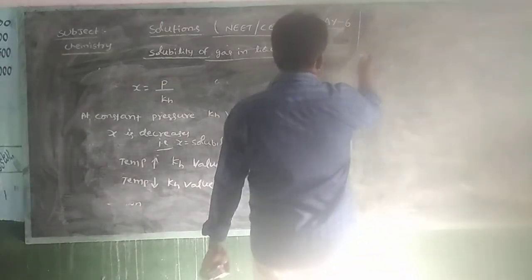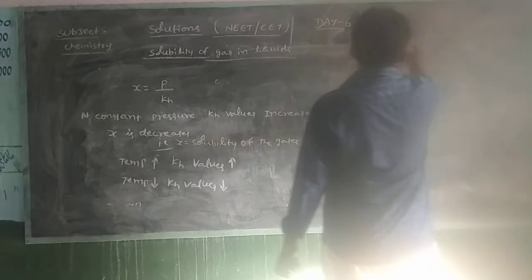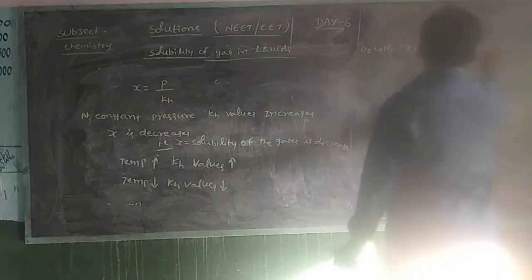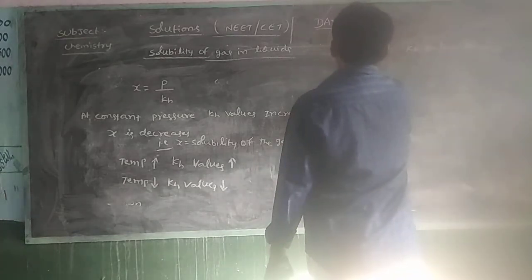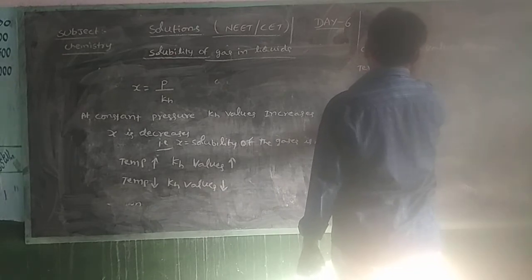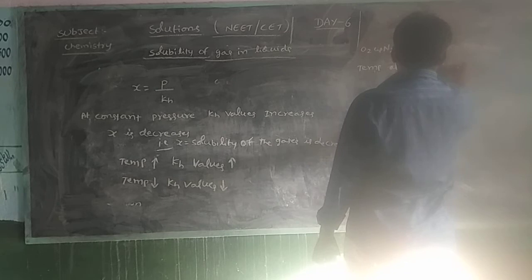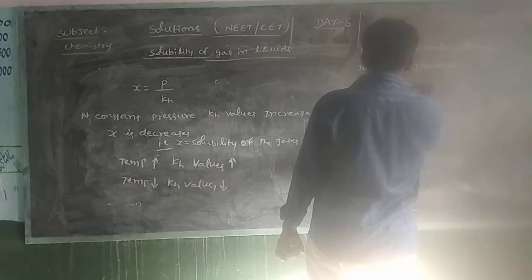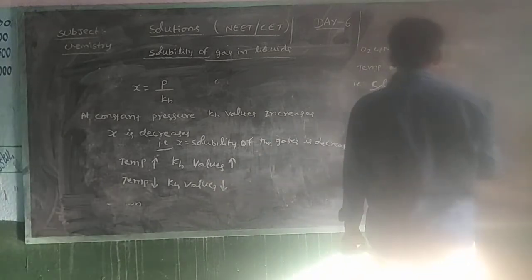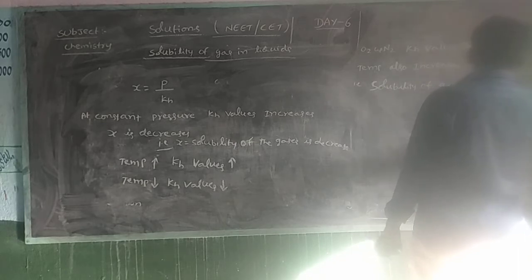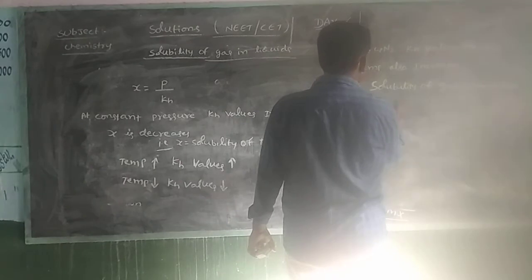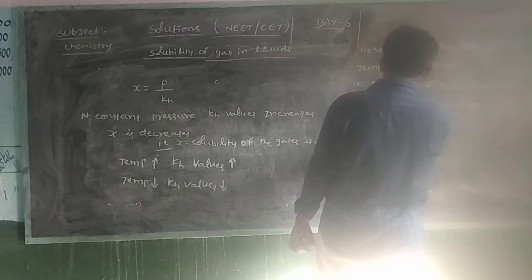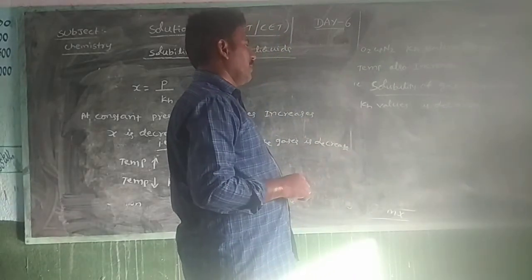For example, oxygen and nitrogen: as the KH value increases, the temperature also increases. That means the solubility of the gas increases. As the solubility of gas increases, the KH value decreases. This is the concept.